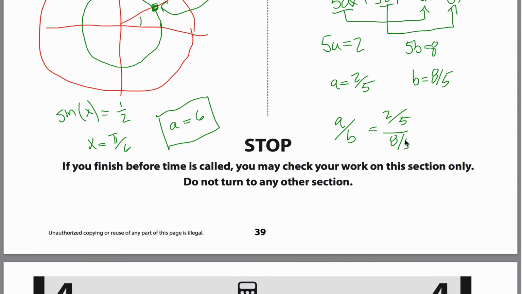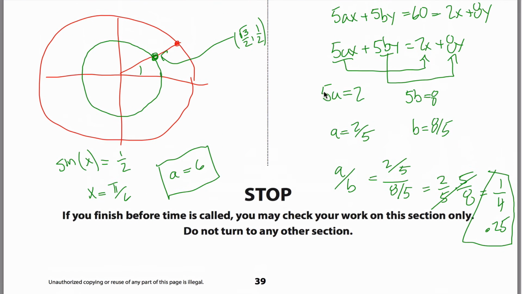I get this mess. But if you multiply the top and the bottom of this fraction by 5, or another way to say that is if you change this division of fractions problem into a multiplication of fractions problem by multiplying by the reciprocal of the denominator, so flipping that guy upside down, then these 5s will cancel out, and you'll get 2/8, aka 1/4, aka 0.25. So either of these answers would work. Put that in there, and that's the end of this section.